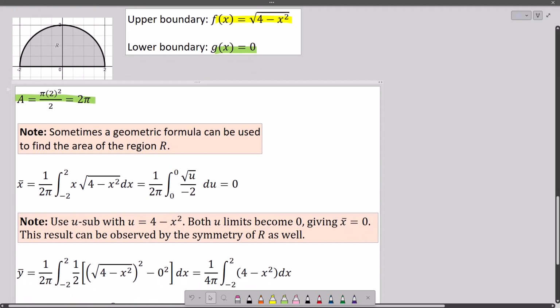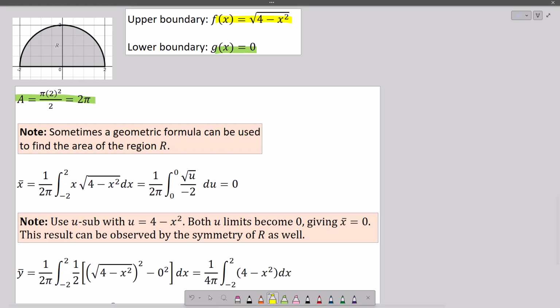Now to get to x bar, we have the upper minus the lower. Lower is 0, so it's gone. And then we have this distance to the y-axis. So this is just the regular x bar formula, and we get 0. Of course, right? You look at that shape, and we have symmetry about the y-axis, which tells us x bar's got to be right on the y-axis. So we can see through symmetry that x bar's got to be 0.